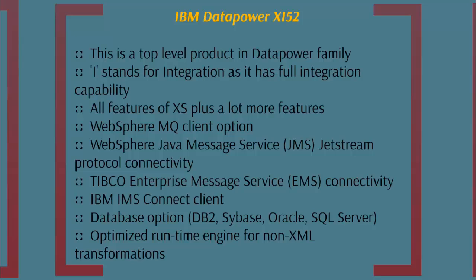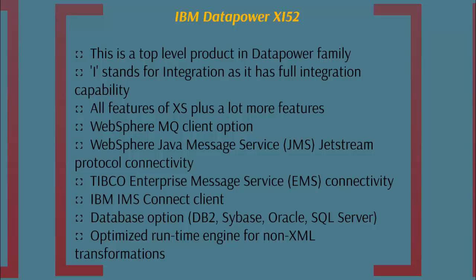WebSphere MQ client, for example. The WebSphere MQ client option is present. You will not find it in XG45 or XS40 for that matter. WebSphere MQ client support is over here. WebSphere JMS Jetstream protocol connectivity that you can build over here. TIBCO Enterprise Messaging Service EMS connectivity is also there. IBM IMS Connect client. I think IMS is something which IBM is using for their mainframe system. So IMS Connect client is also there.